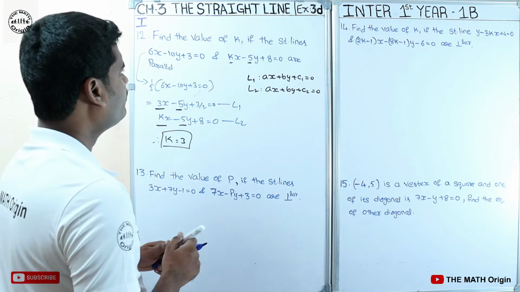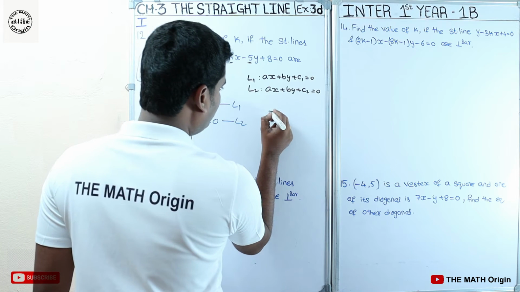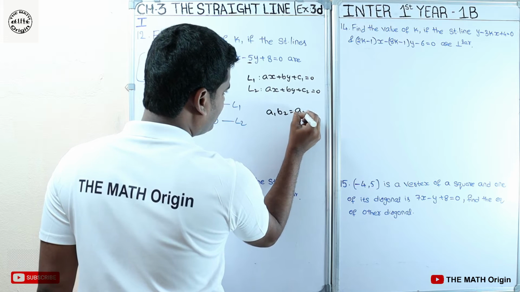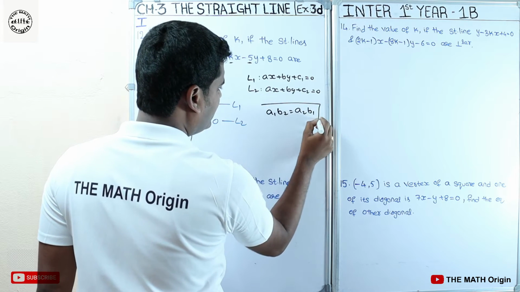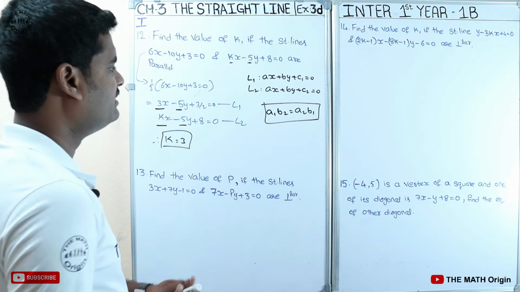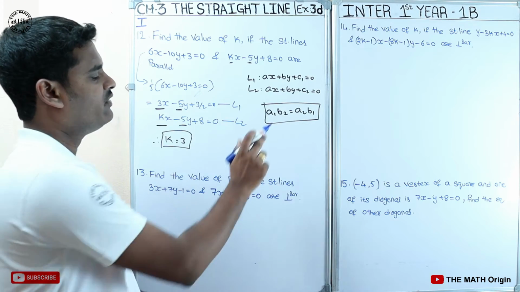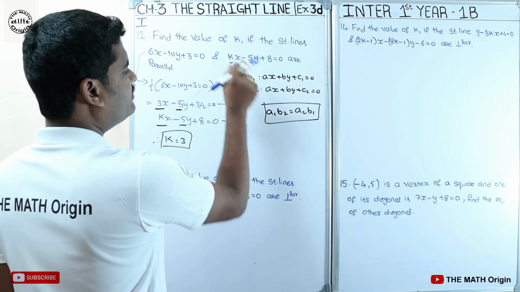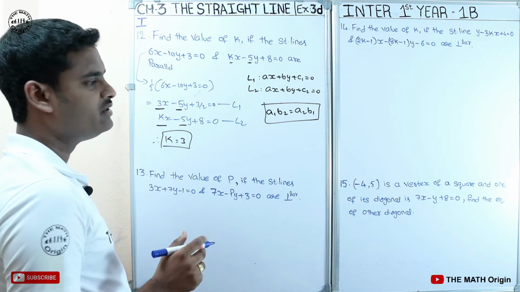Also I will give one more formula to find this value: A1 B2 is equal to A2 B1. This is also used to find any value among these three, we can substitute the values if the two lines are parallel to each other.